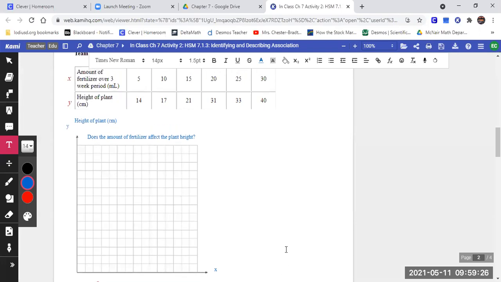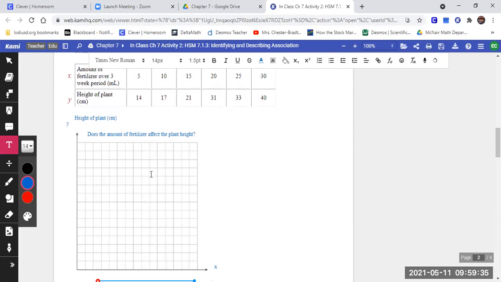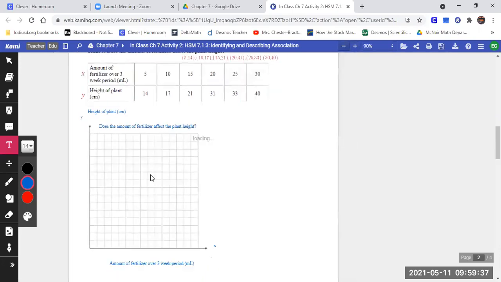Okay, now we have to do our scale. How many lines do we have to work with up and down? How many lines do we have to work with side to side? This is what we worked on yesterday, and some people had a really hard time with it, even though we've done it before. So how many lines do we have up and down? How many lines do we have side to side? Are they different? Okay, so how many lines do we have then?